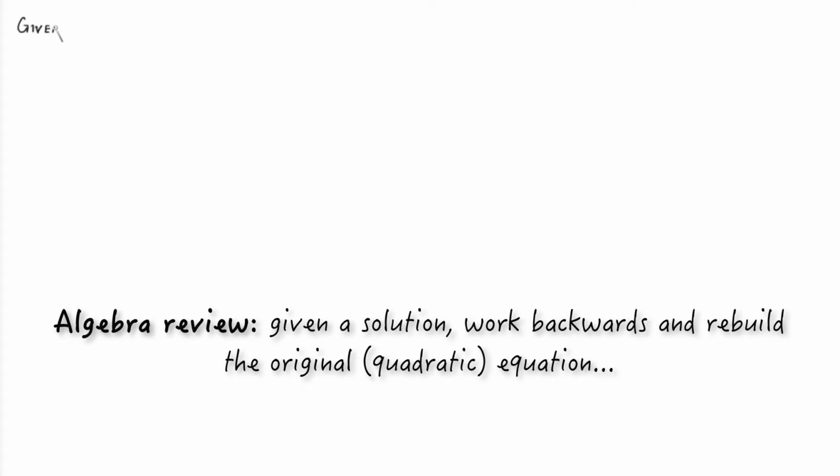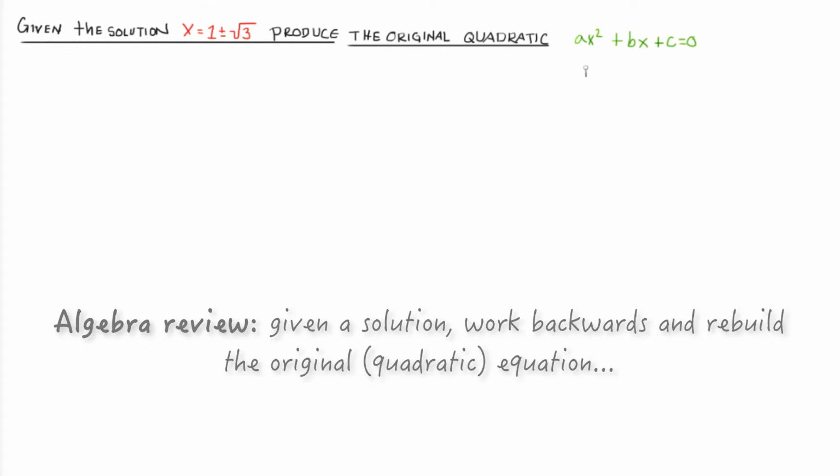Hey folks, I thought I would make a really quick algebra review. It was actually because a student of mine had given me this question and I was a little stumped, so I thought I would go over this type of backwards solution, where if you are given the solution, for example, x equals 1 plus or minus the root of 3, can we produce the original quadratic?